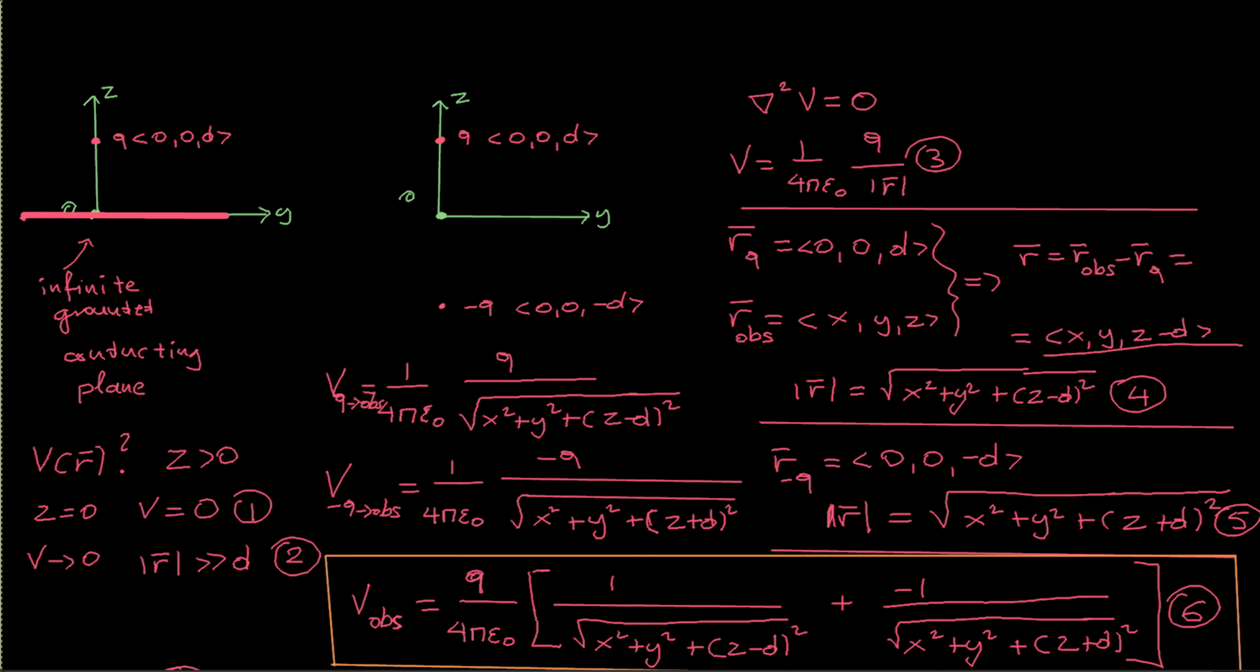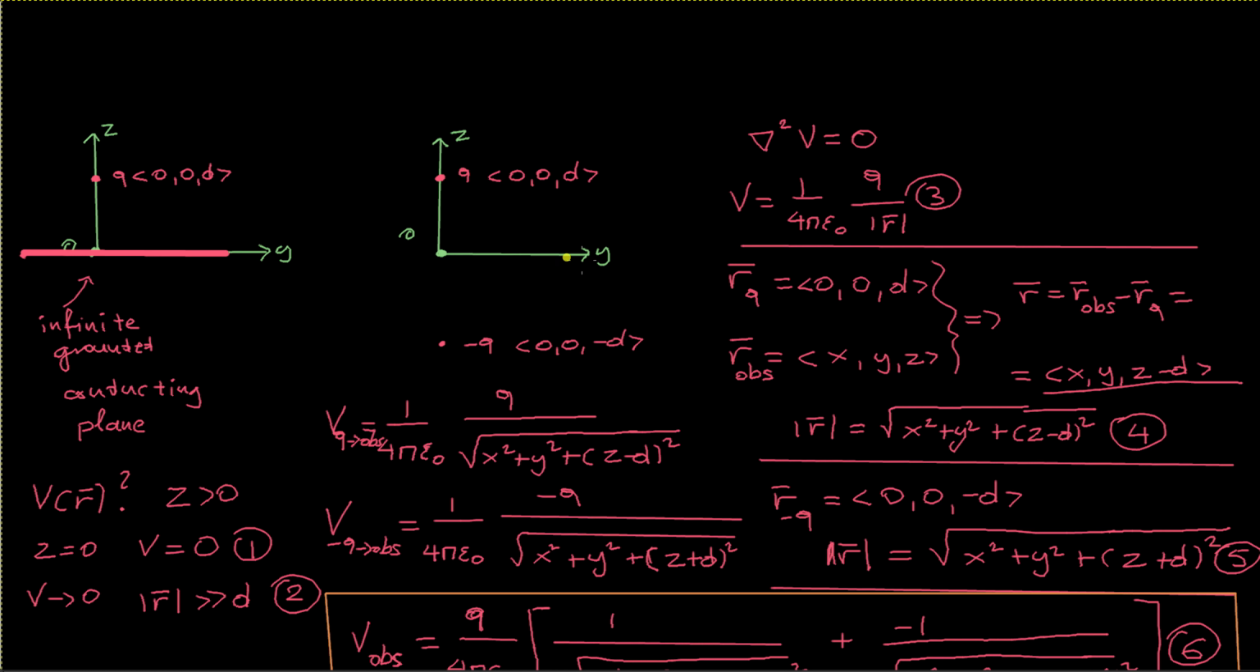Now, the reason why it is called the method of images is because I started with the charge q at location 0, 0, d, and the solution to my original problem was found by placing the charge minus q at the mirror location of charge q, 0, 0, minus d. It has the opposite charge, and it is at the mirror image location of charge q. By solving that problem, I was able to find the solution to the original one.